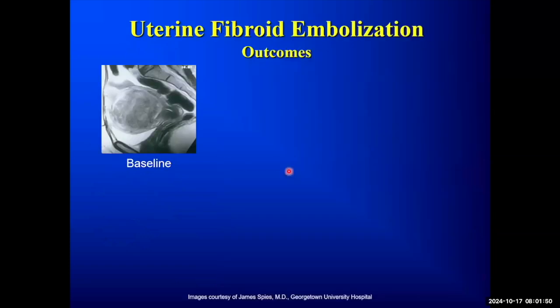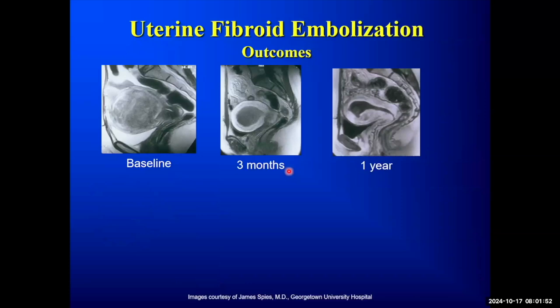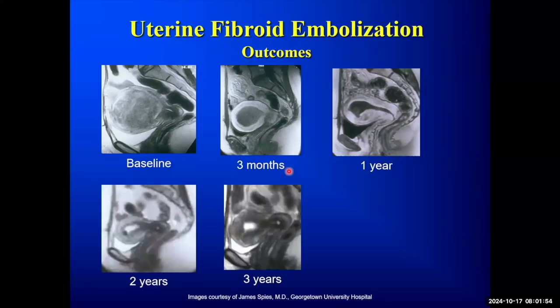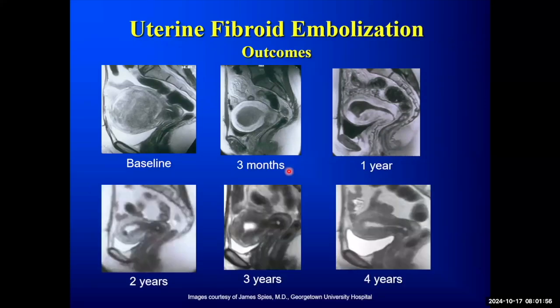Here's a number of sequential MR images. This is one of the nice reasons for doing MR, because it's reproducible and easy to remeasure. Here's baseline, a big fibroid, then 3 months later, 1 year later, and then 4 years later, the fibroid is essentially gone. So this can be an incredibly effective treatment.